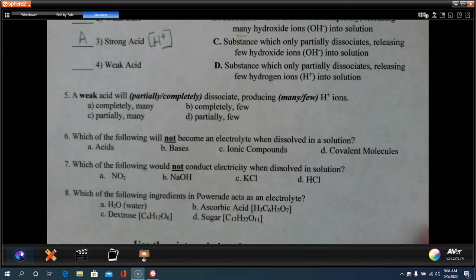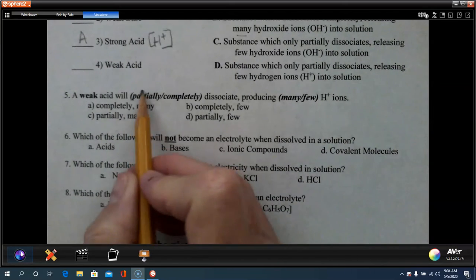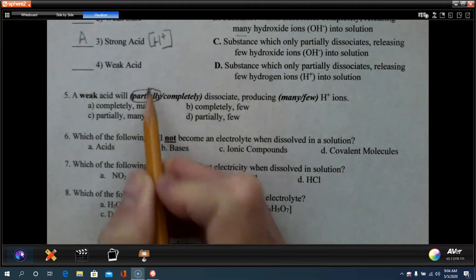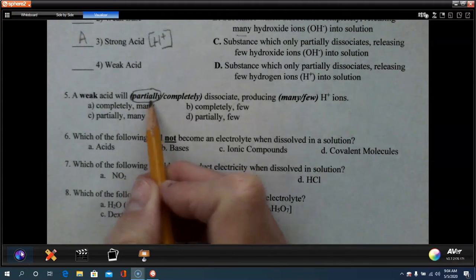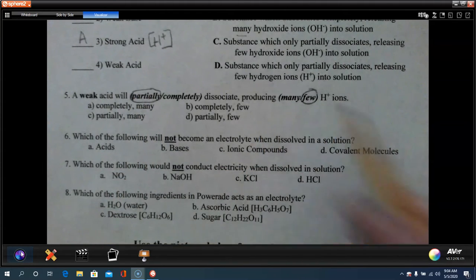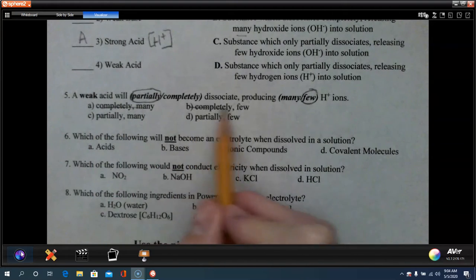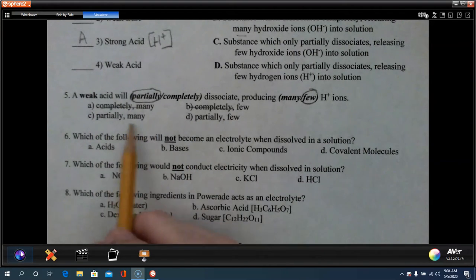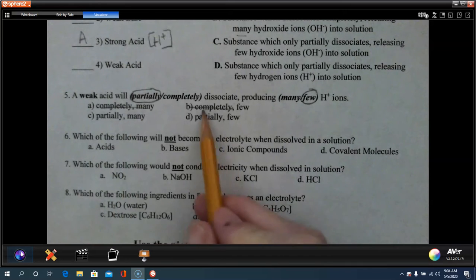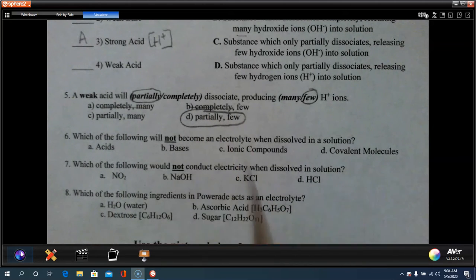Number 5. A weak acid is one that will partially dissociate. That means it'll only come apart a little bit, and it's only going to produce a few hydrogen ions. So let's see, it's not that, and not completely, so we're going to take those off. Partially with many ions, nope, so it's D. Produces few hydrogen ions.